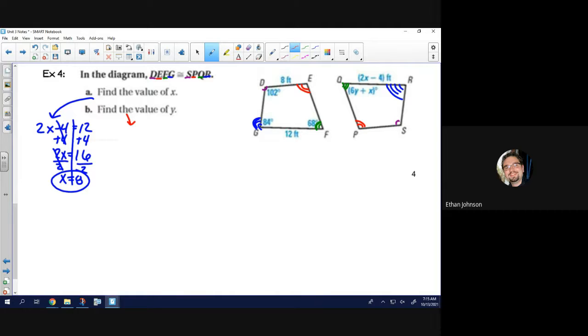The y is part of an angle. It is our triple arc angle. What matches with it is the 68. So I know 6y plus x. We actually just found out what x is, so I can plug that in. So plus 8 equals 68. Subtract 8 from both sides. 6y equals 60. Divide both sides by 6. Y equals 10.